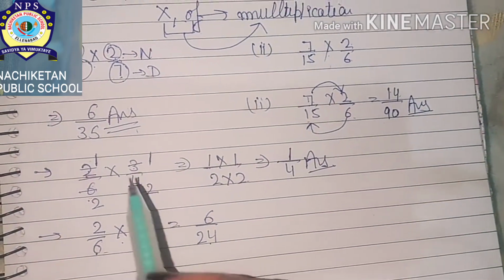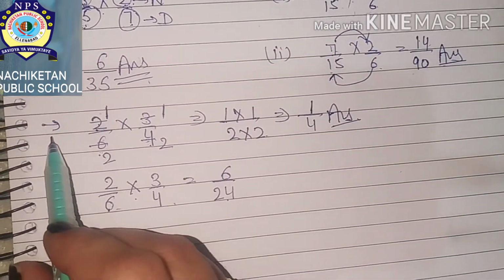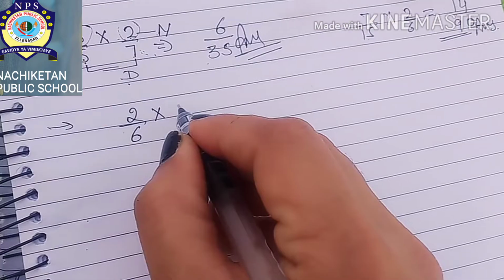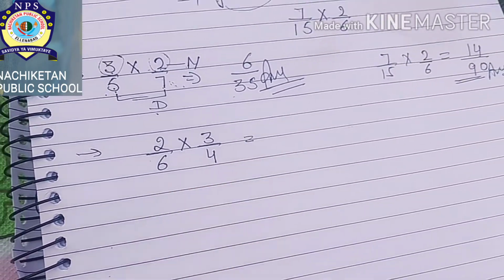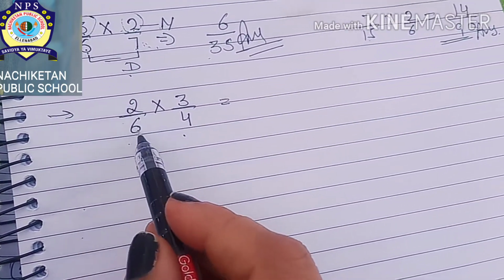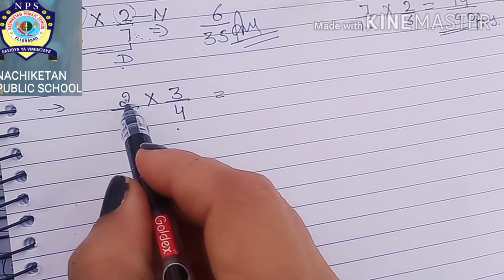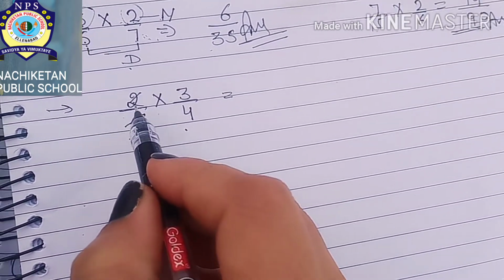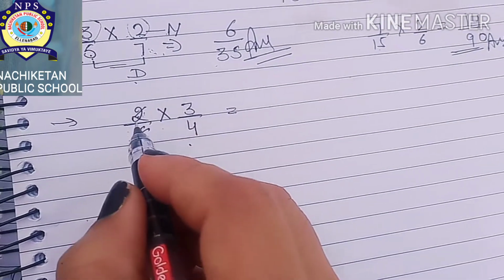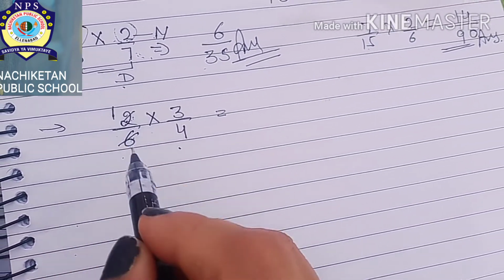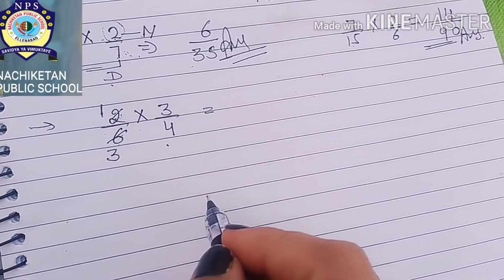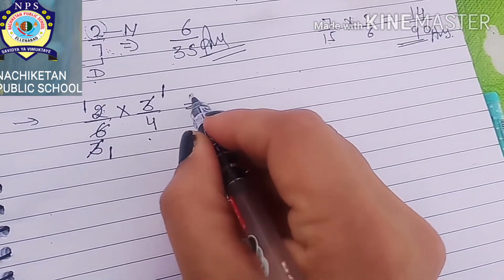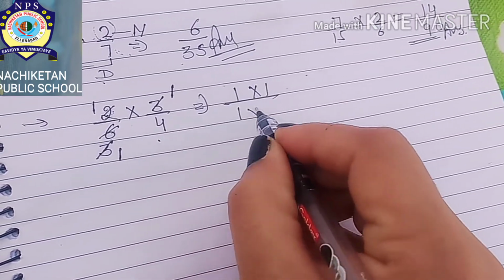Clear? Okay, now in another way, let me take one example: 2 upon 6 into 3 upon 4. Here I have the two fractions, 2 upon 6 multiply 3 by 4. If the numerator can cut with the denominator, then we can cut these two numbers. How can we cut it? 2 ones are 2 and 2 threes are 6. Is it clear? Now 3 ones are 3 and 3 ones are 3. What's remaining now? 1 multiply 1 upon 1 multiply 4.